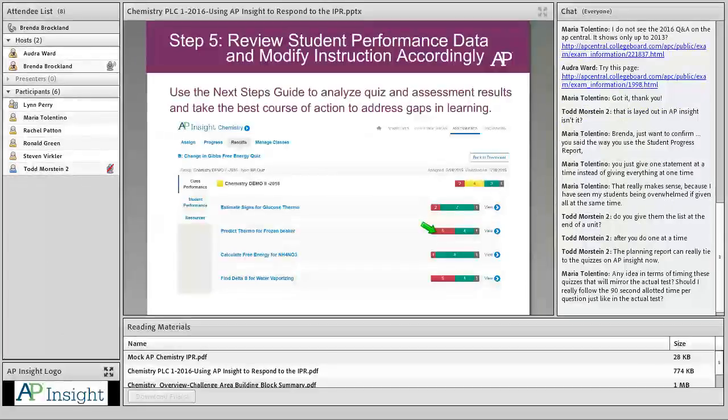Yeah, I agree. Todd's mentioning that the planning report can really tie to the quizzes, and that's absolutely true. So you've got the instructional planning report that would tie to those quizzes. You've got the student progress sheet that's going to tie to the instructional planning report as well. All of these are built around each other.